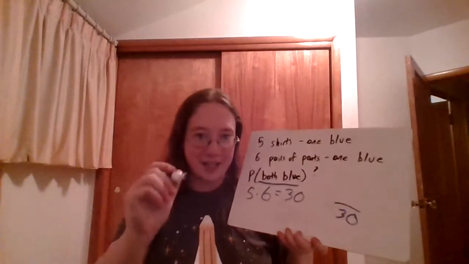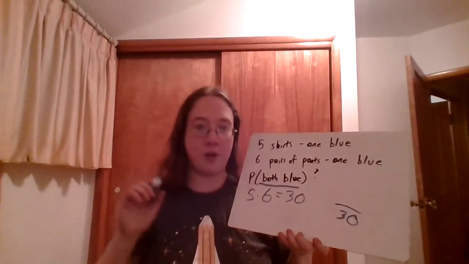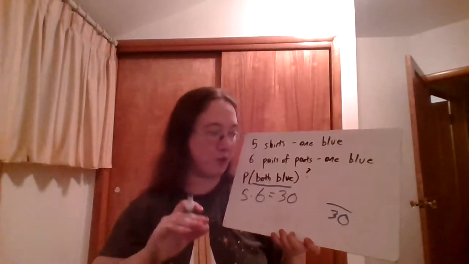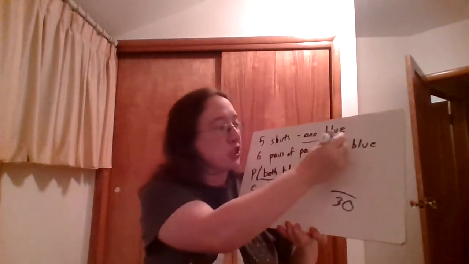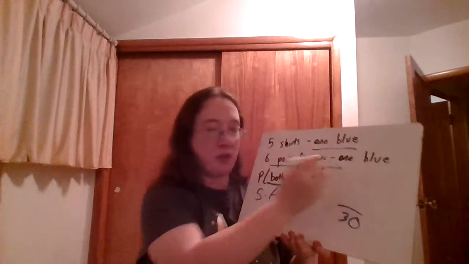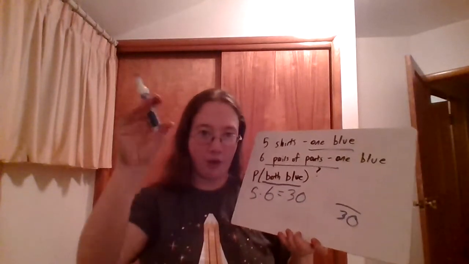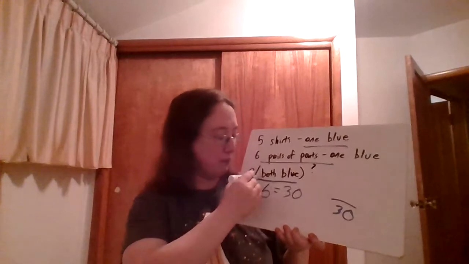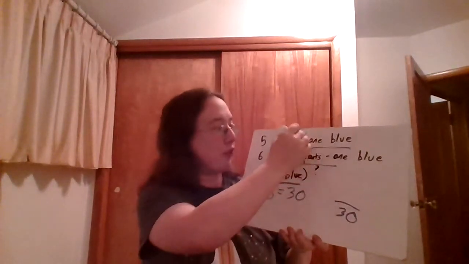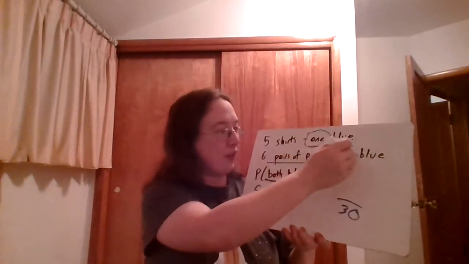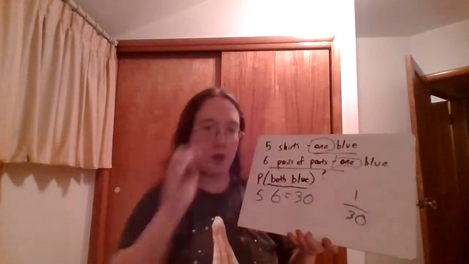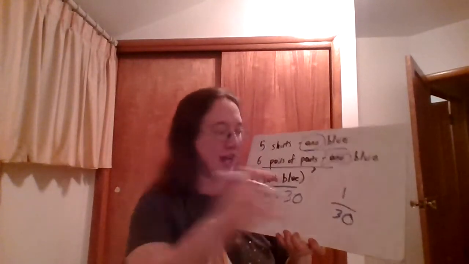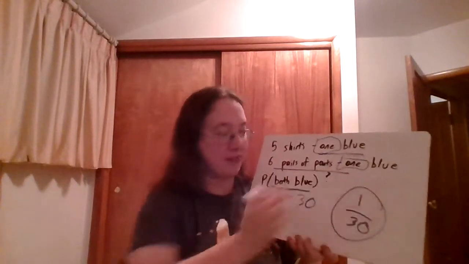So again, and, not or here. So we want to know how many of those are both your shirt and your pants are blue. And we've only got 1 blue shirt and 1 blue pair of pants. So we've only got 1 of those. So the only way we're going to end up with them both being blue is if we have both this one and this one. That's only going to happen one way. So I've got blue shirt and blue pants. That's only going to happen one time out of 30.